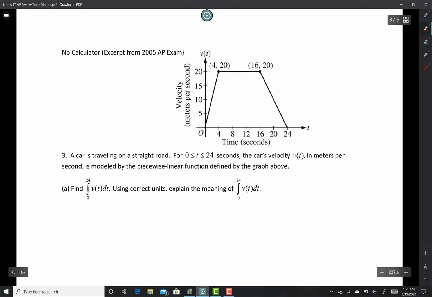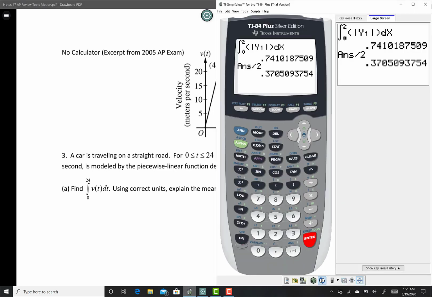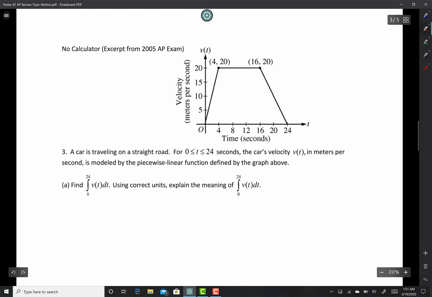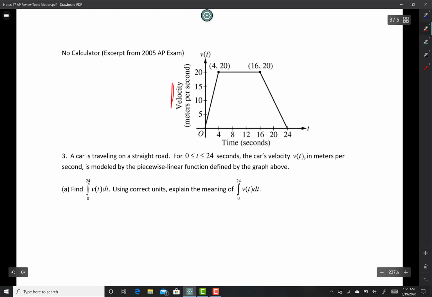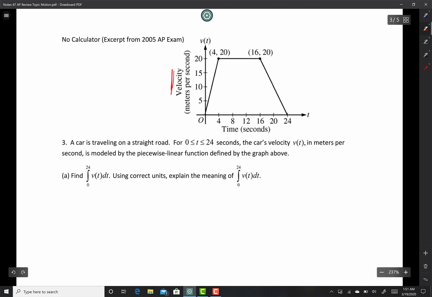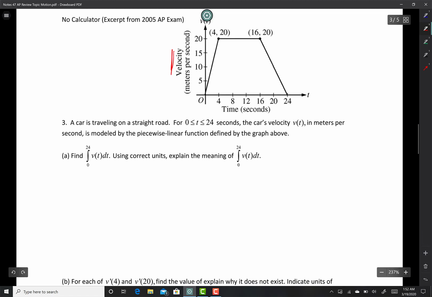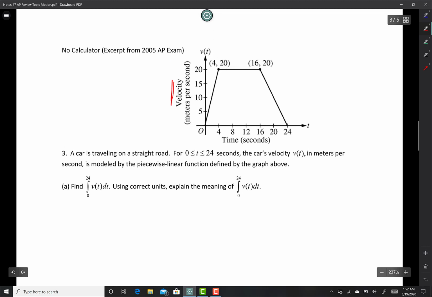All right, so it says no calculator, from 2005. So let's put away the calculator here. I put mine away. It says a car is traveling on a straight road. First I recognize what they gave me. They gave me velocity from 0 to 24 seconds. The car's velocity v of t, in meters per second, is modeled by the piecewise linear function defined by the graph above. All right, that's a nice graph.